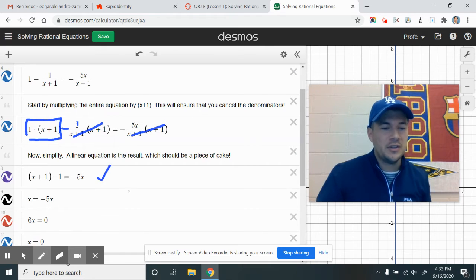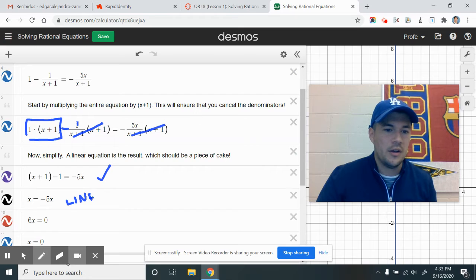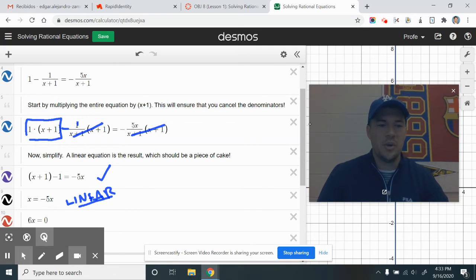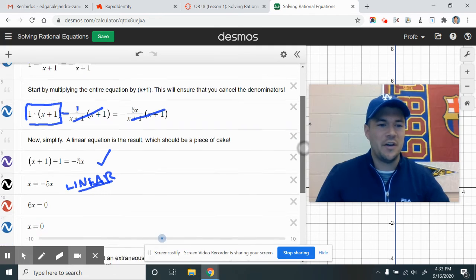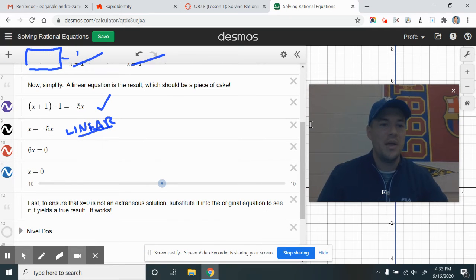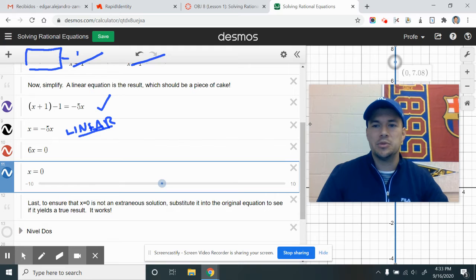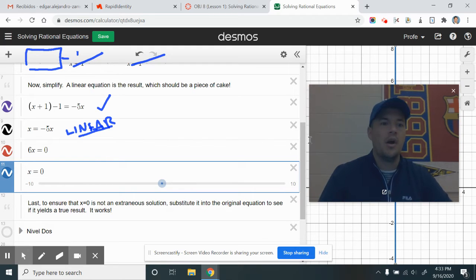So you get to this point right here, and what you end up having is a linear equation, at least for these level 1 problems. So who would have known a rational equation is actually linear? Okay, so I get the equation x equals negative 5x. I add 5x to both sides, get 6x equals 0. And I get x equals 0 as my solution, which I knew from Desmos because Desmos was telling me this whole time. Graphs a vertical line at x equals 0. The answer is 0. But now you have work to back that up with.